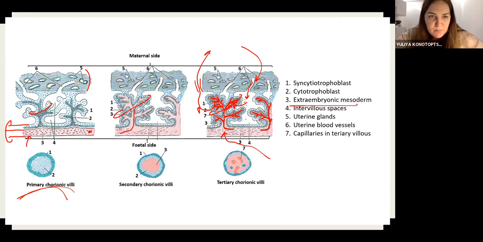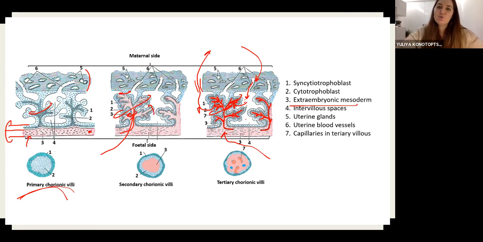Okay, this part of the tertiary villus, so assume this is a tertiary villus because it's red, you cannot see it, but this is the tertiary villus, for example. This part is known as the stem villus, like the stem of the tree. This is the anchoring villus because it's attaching to the decidua. And all of these ones are called free or floating villi.